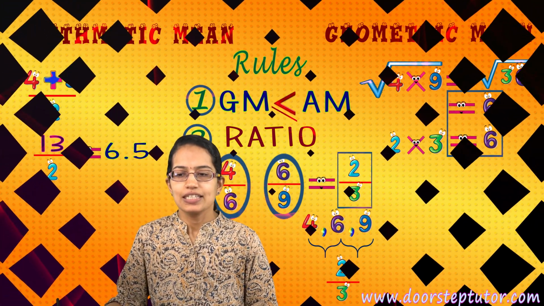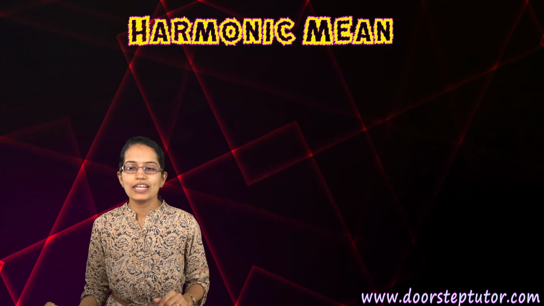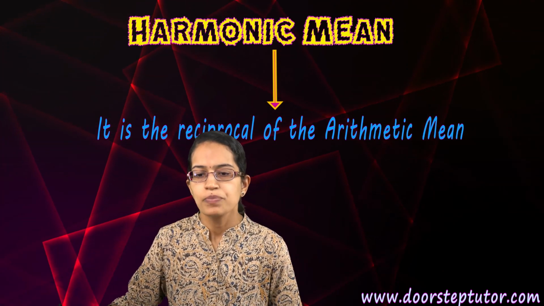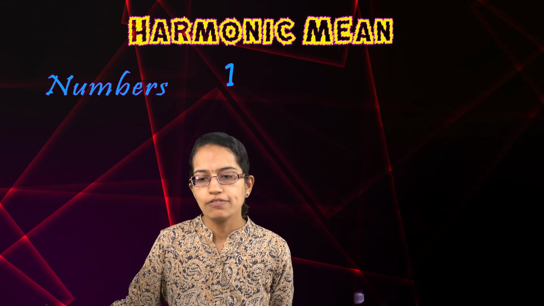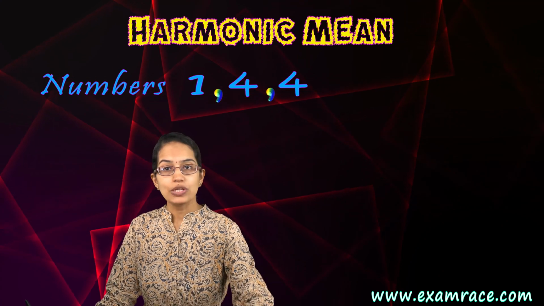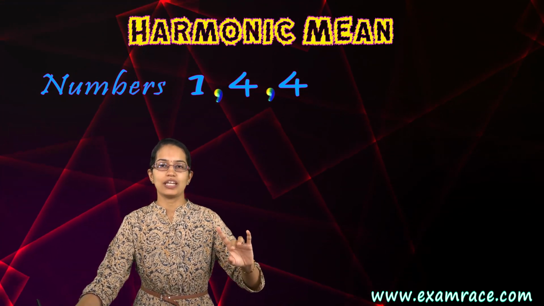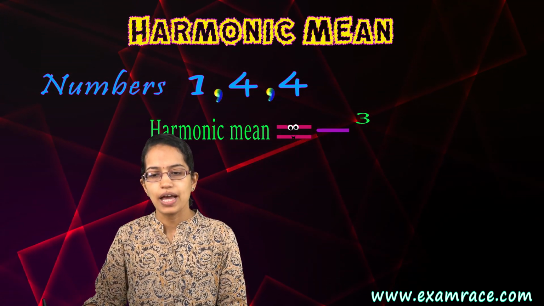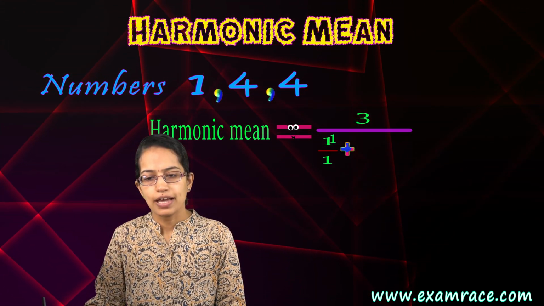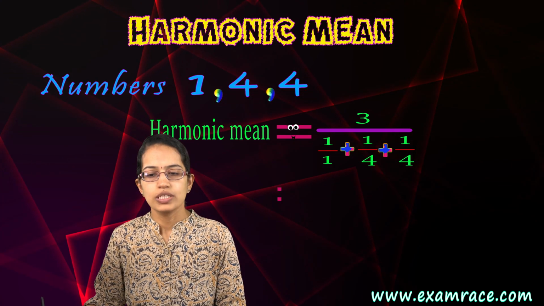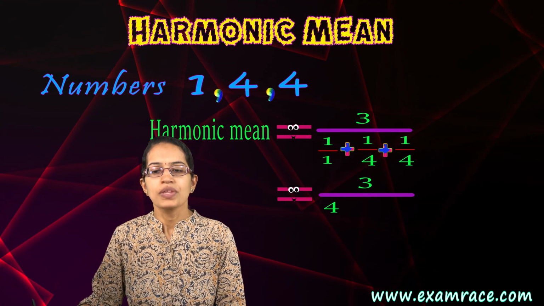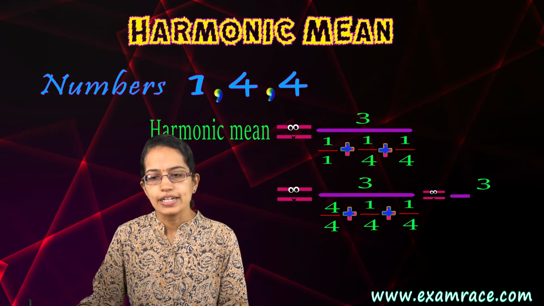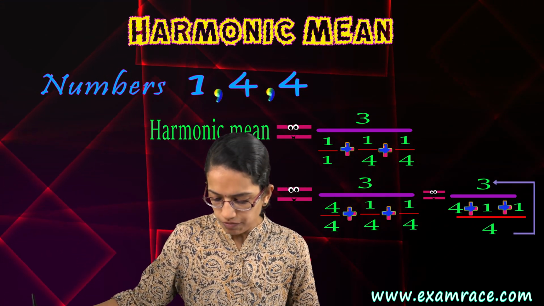The next is the harmonic mean. So when I say harmonic mean, it's just a reciprocal of the arithmetic mean. So let's say I have numbers 1, 4 and 4. I have to take out the harmonic mean. So in this case, it would be 3 divided by 1 by 1 plus 1 by 4 plus 1 by 4. So it's half plus 1. So it's 1.5, and then I solve it.